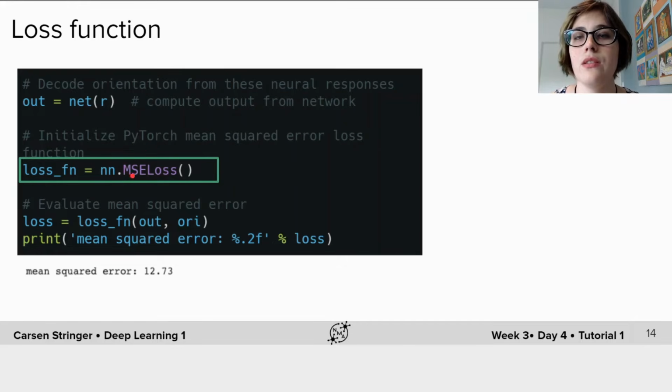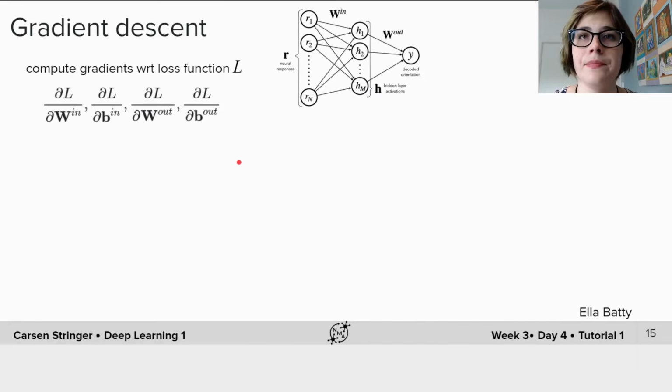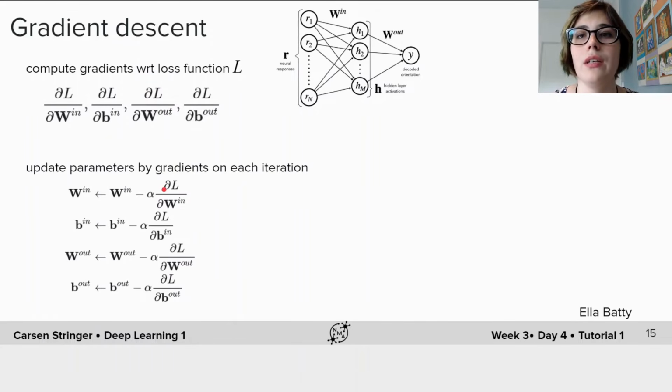This loss function takes two inputs, which is out, the output of the network, and in this case ORI, the true orientation that the mouse saw on the screen. So once we've defined this loss function, we minimize it using gradient descent. In gradient descent, we compute the gradient of the loss function with respect to each parameter, which in this case is all of our W's and our B's. We then update the parameters by subtracting a learning rate alpha times our gradient with respect to the loss function L.